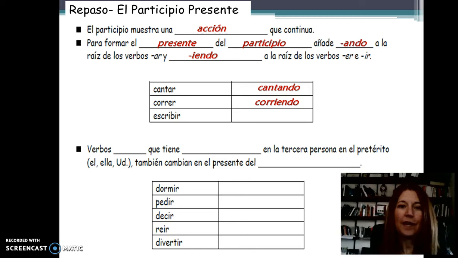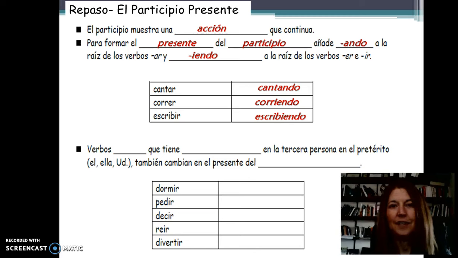The third verb we have down here is escribir. All we do is chop off the IR and add the yendo ending. Right down here, chop off the IR, and what do we get? Escribiendo. Los estudiantes están escribiendo los apuntes. Gracias por escribir.